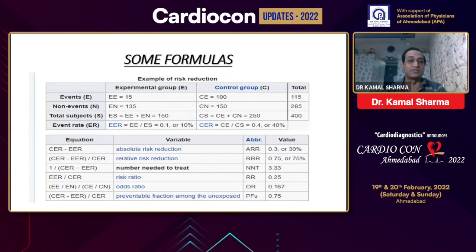The odds ratio is, of course, AD by BC as we call it. So the odds ratio is EE by EN upon CE by CN, which is the events in the experimental group upon non-events in the experimental group, divided by the control events and the control non-events. And this odds ratio is here 0.67. There is another factor called preventable fraction among the unexposed, which I am not talking about today.